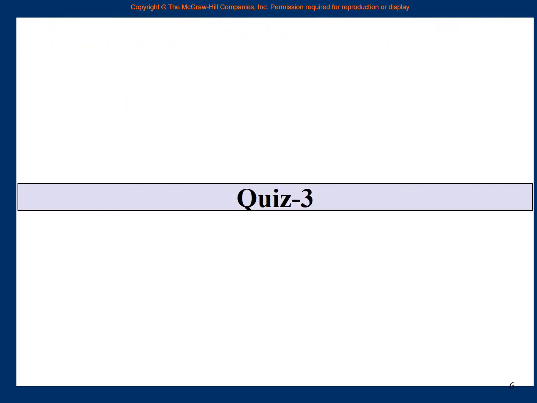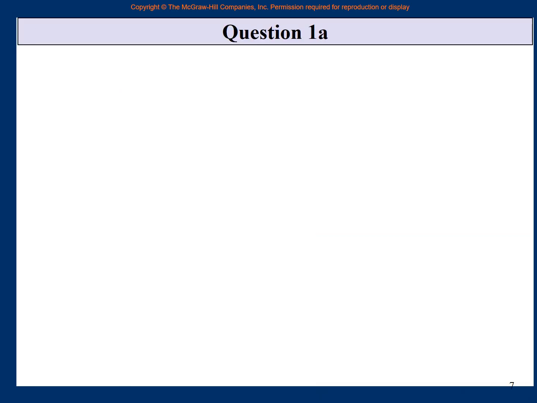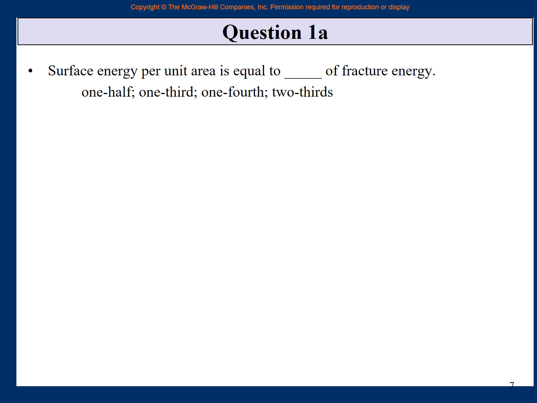So that was the end of the midterm problems, and we are now going to quiz 3. Once again, question 1 will be the multiple choice. This time I think you are in EPFM or something like that. Surface energy per unit area is equal to dash of fracture energy: 1/2, 1/3, 1/4, 2/3. So the obvious answer is 1/2. You remember that the surface energy gamma s given, as soon as a crack is there, there is the upper side of the crack and the lower side of the crack.